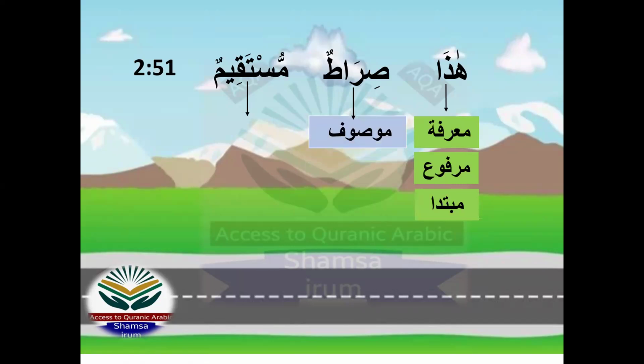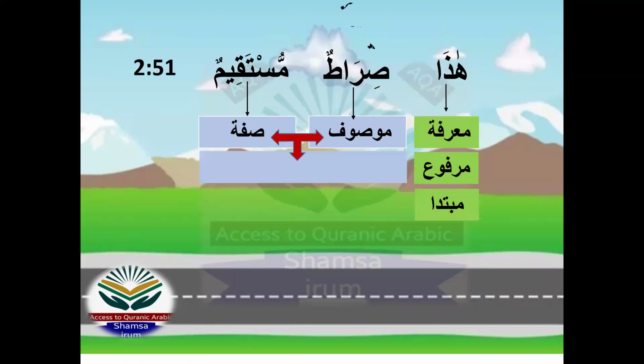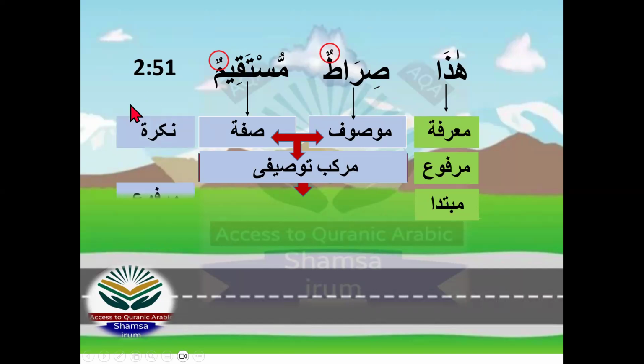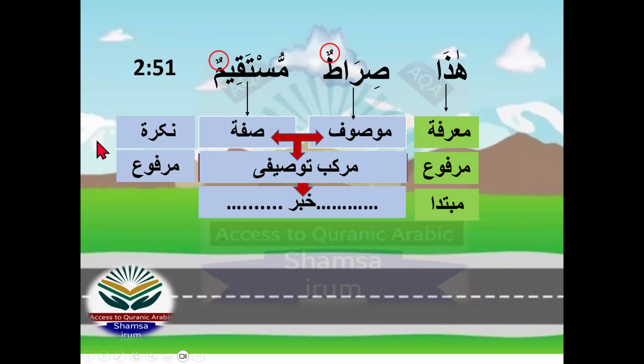Siratun mustaqimun is a murakkab tawsifi, mawsuf and sifa, and this mawsuf sifa is murakkab tawsifi, which is, as this circle shows me, nakira here. Istanween shows me that it is nakira and it is marfu. So nakira and marfu is the requirement for the khabar. So haza is a mubtada and this full phrase is khabar. So mubtada and khabar is a jumla ismiya.